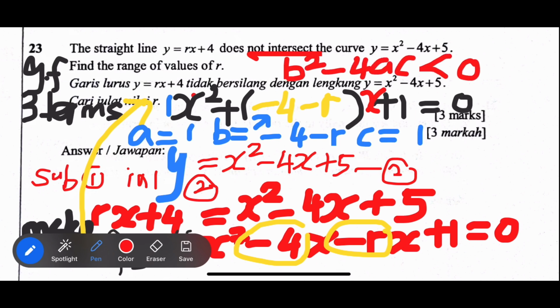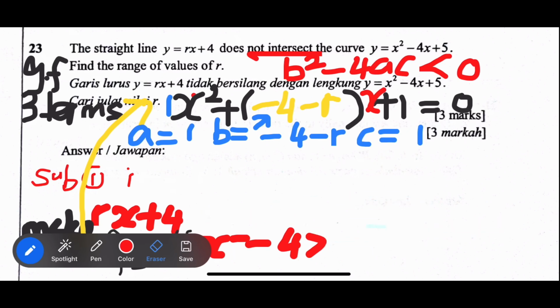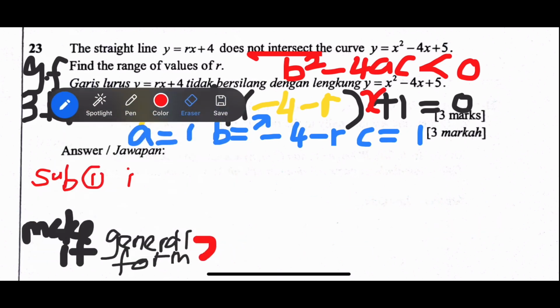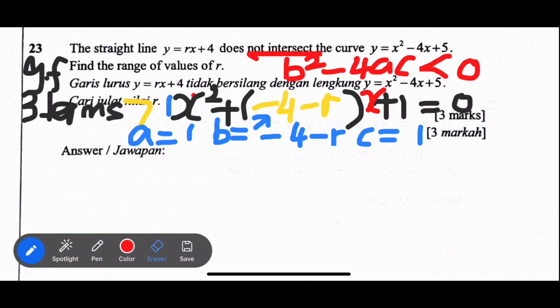Now you can write b squared minus 4ac less than 0 because the line does not intersect the curve. Remember, does not intersect means less than 0. If equal roots, equal to 0. If two roots, more than 0. That's how you memorize it. Discriminant is very important, okay? So please remember the concept, because the formula is not given in the exam. b squared minus 4ac less than 0, equal to 0, or more than 0 is a concept. So please memorize the concept.